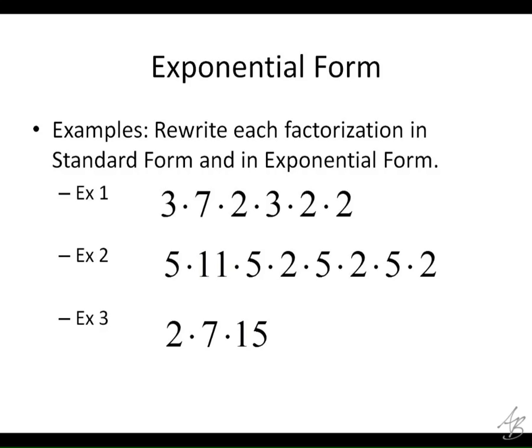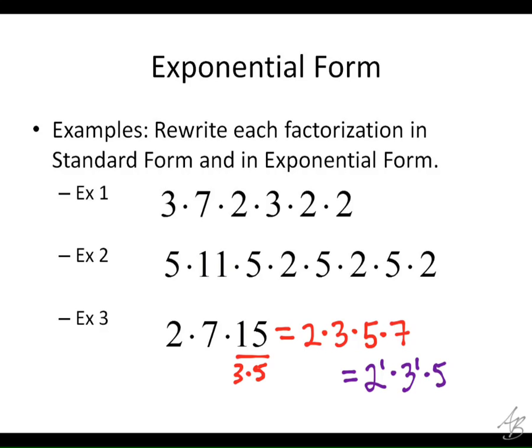I'm going to tell you right now, there's a trick to this one. See if you can figure out what's going on here. So since 15 is not a prime number, we want to rewrite it, and this is going to be a 3 times 5 here. So let's go ahead and write standard form right off the bat. What's going to come first? 2. Then what? 3. Then what? Okay, so there's your standard form. And then exponential form is going to be what? 2 to the first times 3 to the first times 5 to the first.